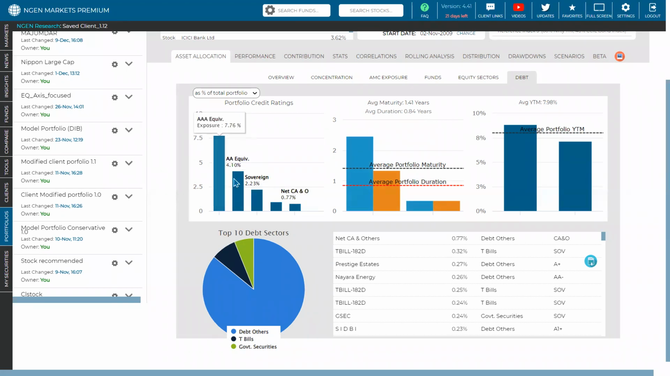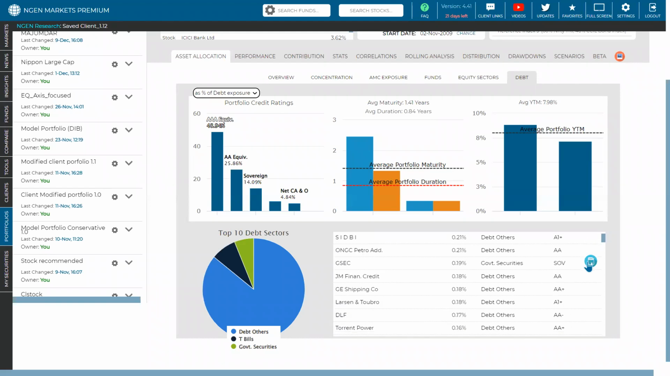So what kind of credit ratings these funds are giving at a portfolio level. And you can also take a look towards, as for debt exposure, we are having a high inclination to AAA equivalent and AA equivalent. So here, you can also see all the debt securities which this portfolio holds, and you can download this in a CSV format.